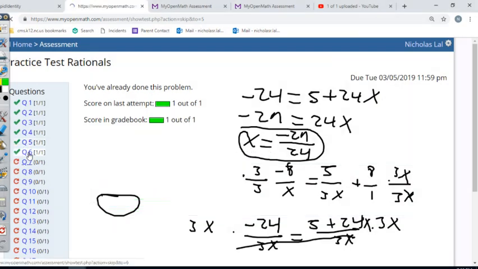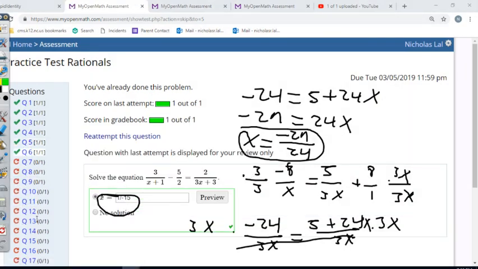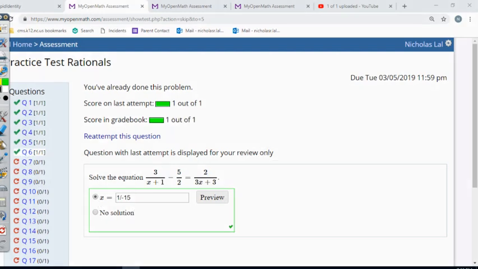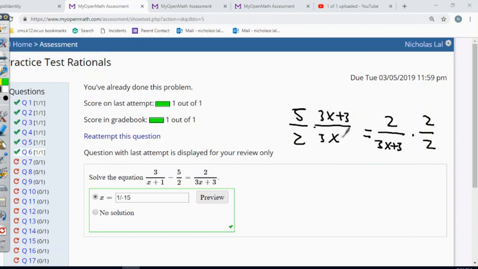Question 6 can get kind of tricky. What I have to do here is 2 over 3x plus 3 equals negative 5 halves, plus 3 over x plus 1. And I'm actually going to try to go for a common denominator of 6x plus 6. So I'm going to have 2 over 3x plus 3 times 2 over 2 is equal to 5 over 2 times 3x plus 3.